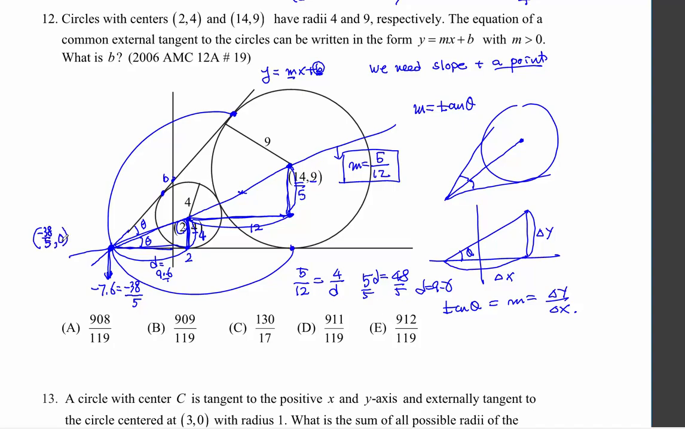We got one point. Now we need to find the slope of this line, not this one. The slope of this line is tangent of 2 theta, isn't it? By definition, the slope of this line is tangent of 2 theta. But we know that tangent theta is 5 over 12, right? Can you express tangent 2 theta in terms of tangent theta?